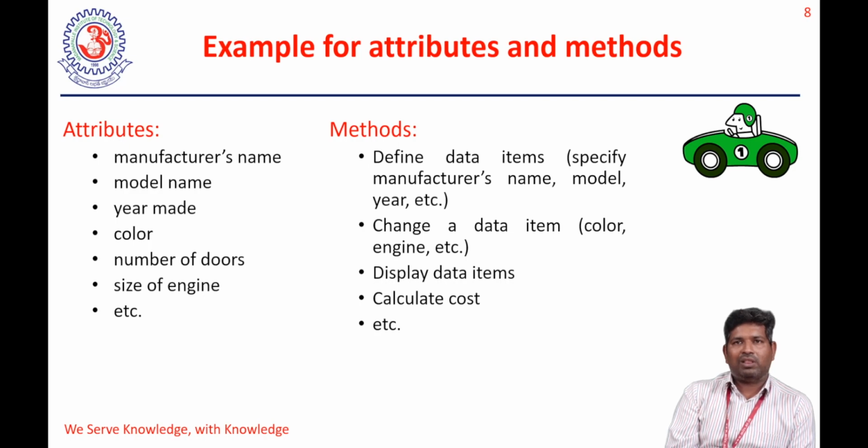If you look at the methods, we can write a method that returns the specific manufacturer name, model, year, etc. Like that, we can write a method to change a data item. If we give some color, that color may be changed for that car, right? And displaying the data items, calculating the cost, calculating the mileage. So you can write n number of methods in a class.